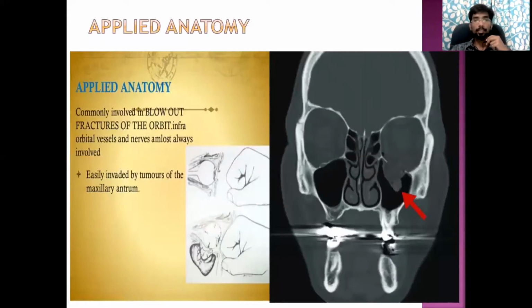So applied anatomy: any blunt trauma, that is blowout fractures of the orbit, will break the floor of the orbit. Fist injury or cricket ball injury are the most common types of injuries in blowout fracture. So here orbital fat is prolapsed into the maxillary sinus on the CT film.